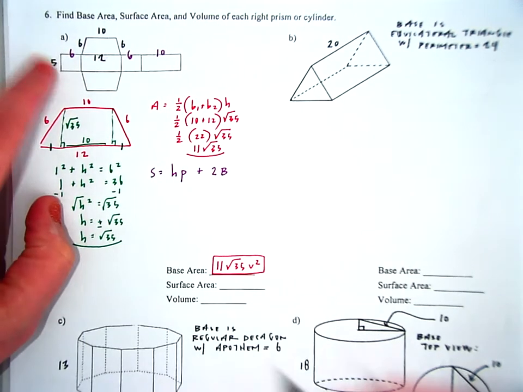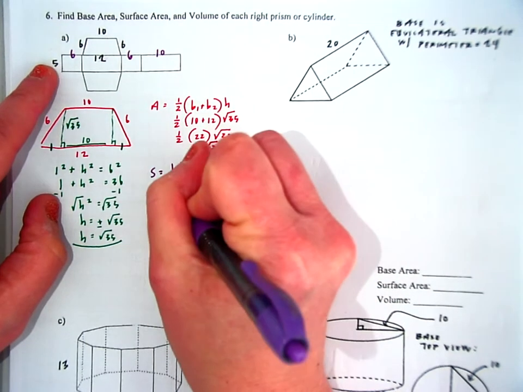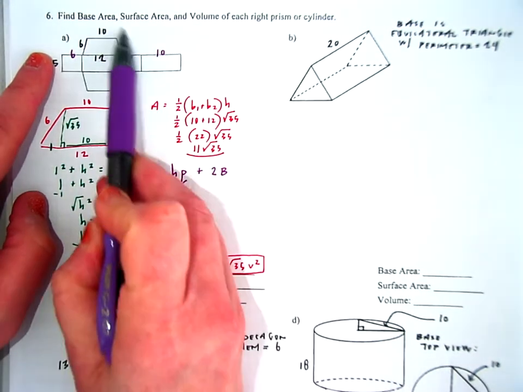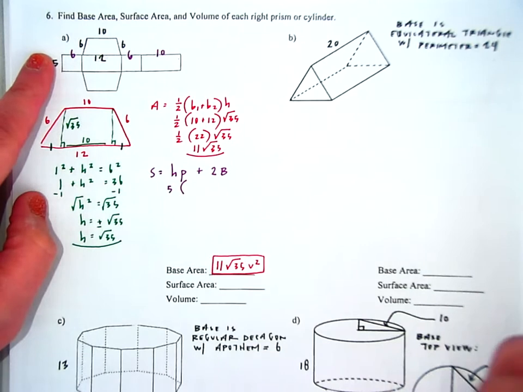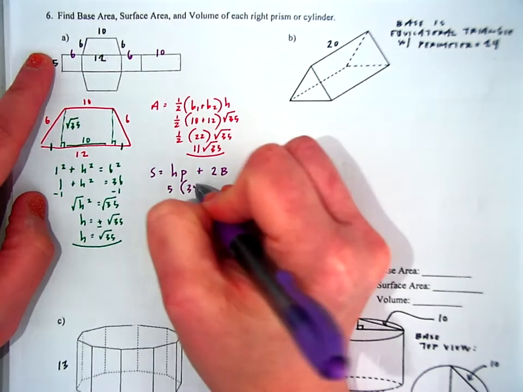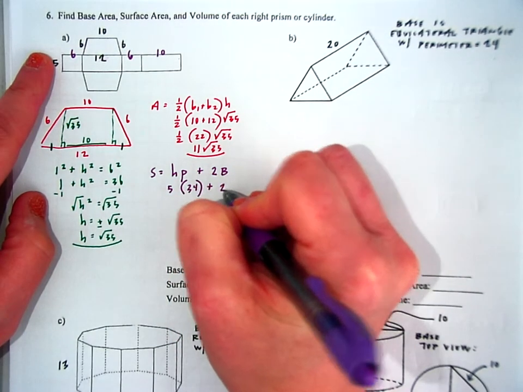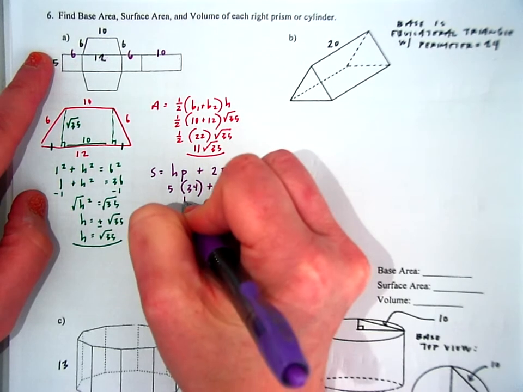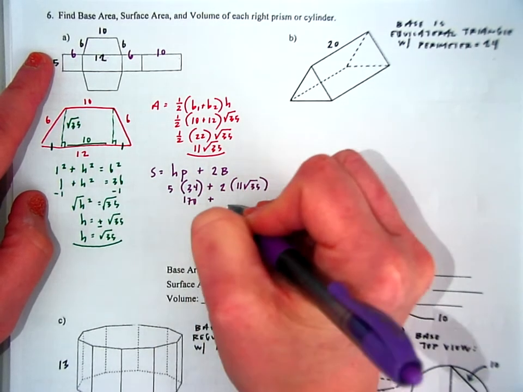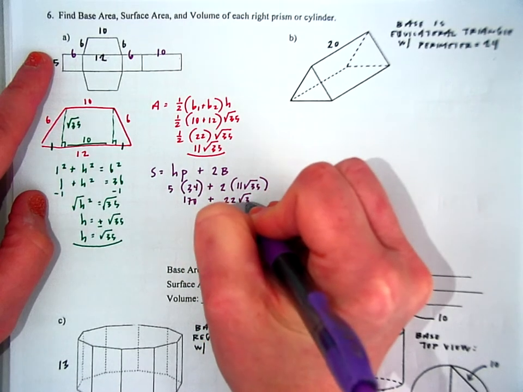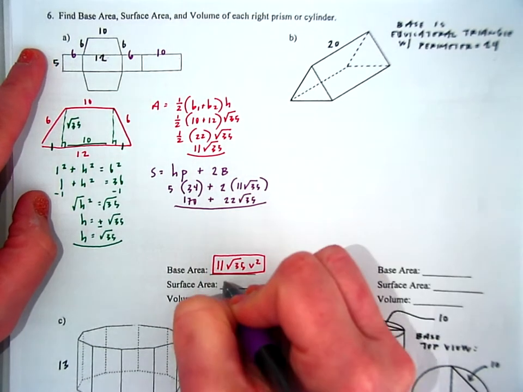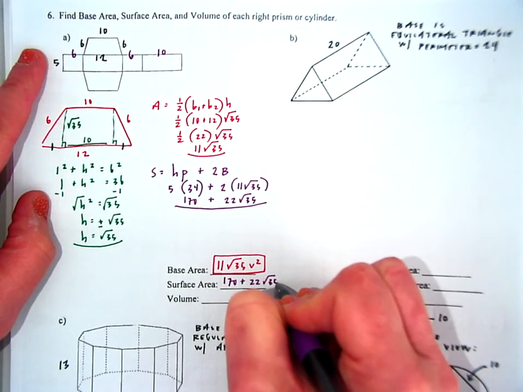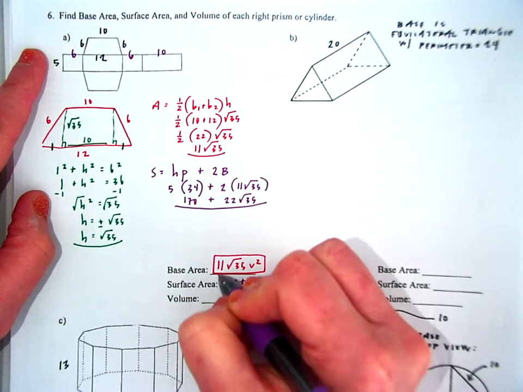So the height of the prism is the 5. The perimeter of the base, if I add this strip up this way, or if I wrap around and add it this way, either way, it's going to sum to 34. And then each base is 11 root 35. So I end up with 170 plus 22 root 35, and my units are squared.